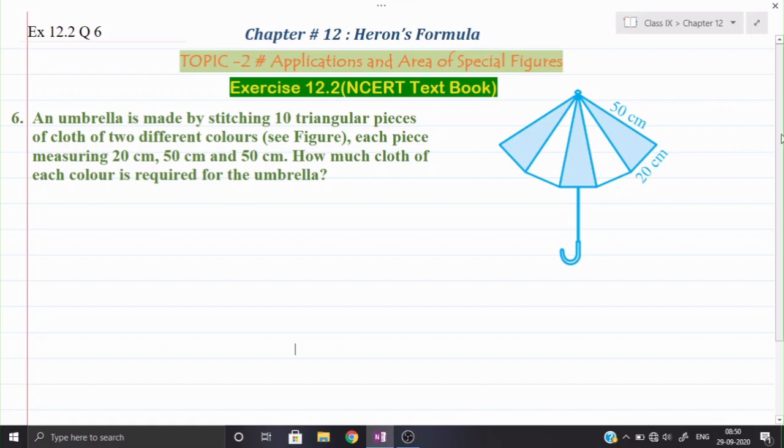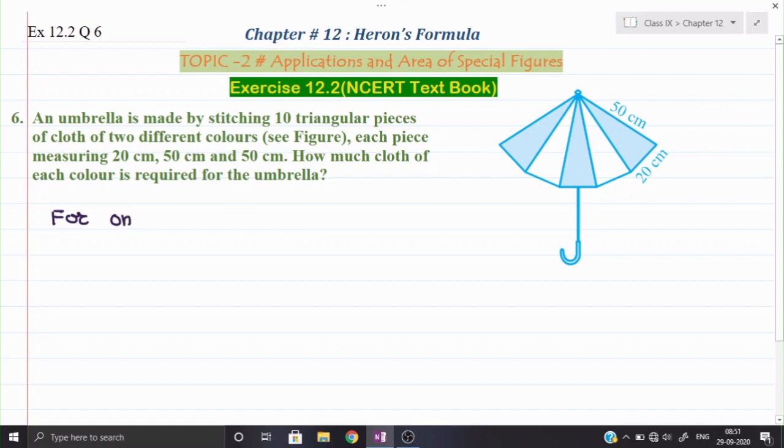Okay, now they're asking how much area is required for one color. For each color they are asking. So for one color, if I want to find out, observe that each color is divided into 5 equal pieces. So we shall find out the area of one piece and we shall multiply by 5 to get the area of one color. The same area can be considered for the other color also. Okay, so let us see. Here we shall write down first of all, for one piece.